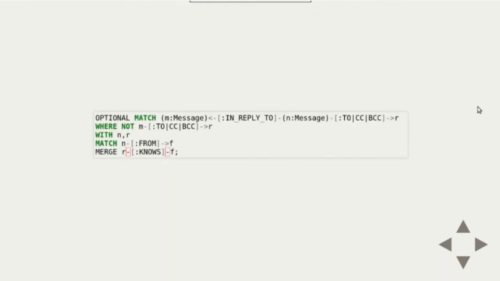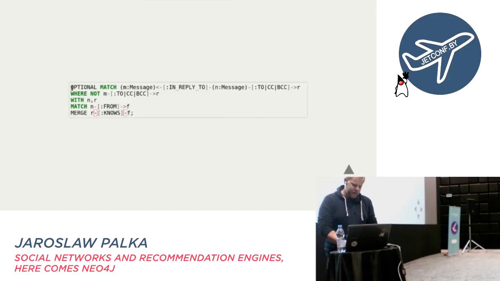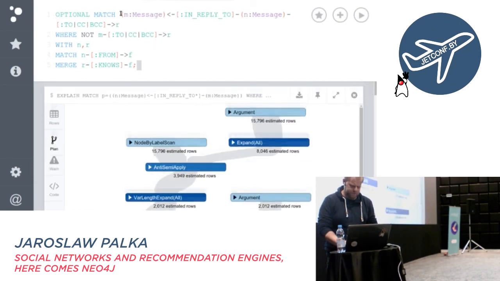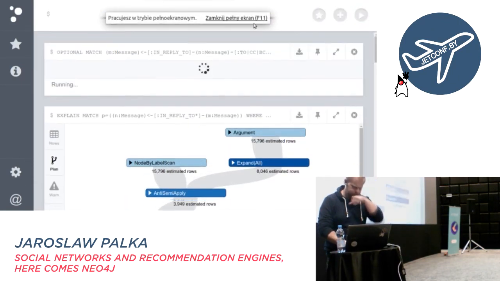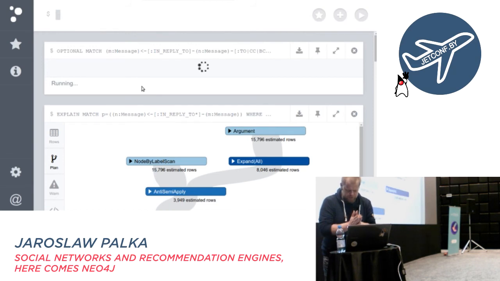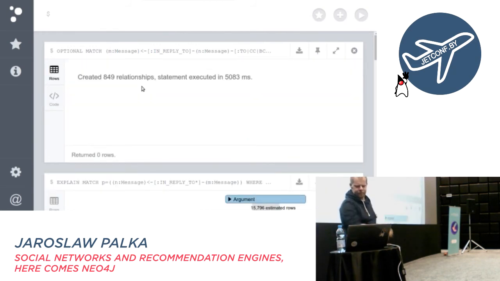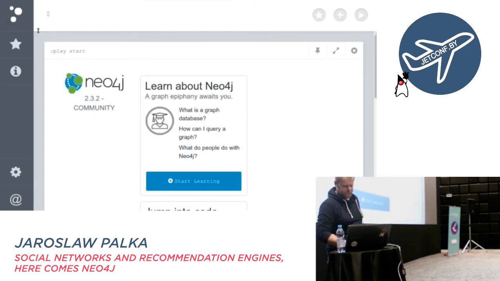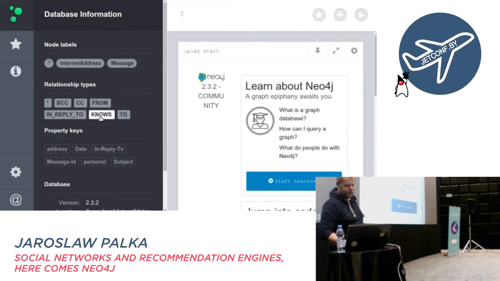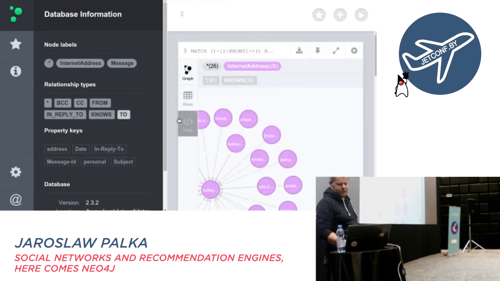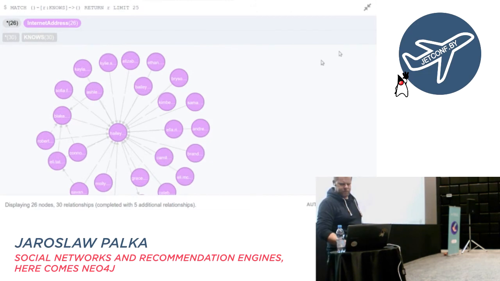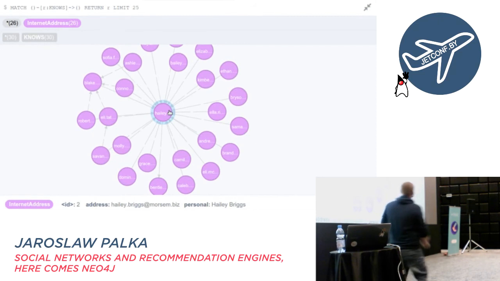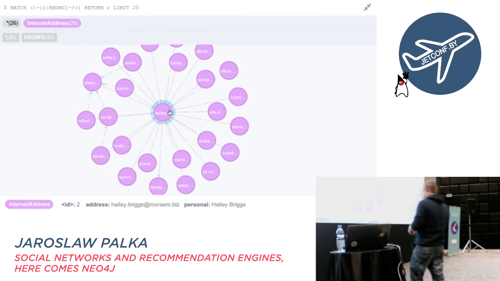Let's make friends. Now we have a new relationship, knows. And then we see in our graph who knows who. This is just one of the circles of friends. You see there is a limit of 25, so you don't see the whole graph.